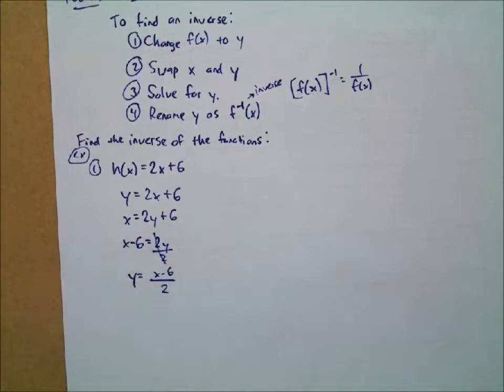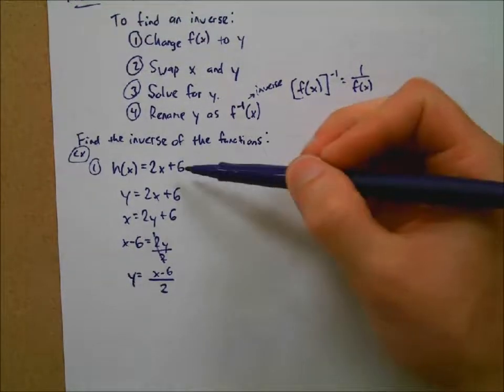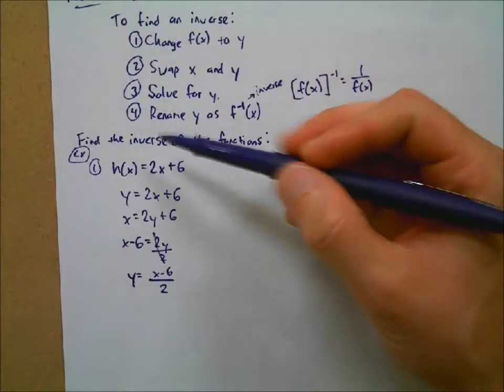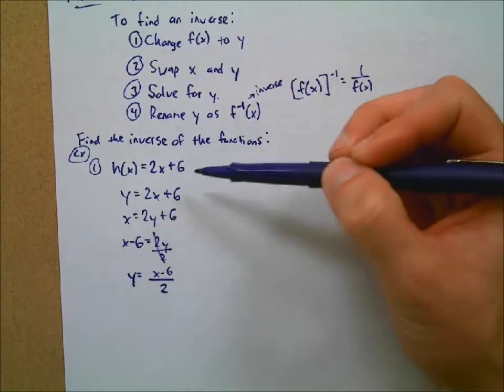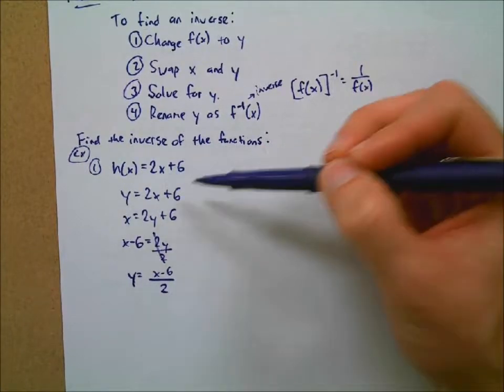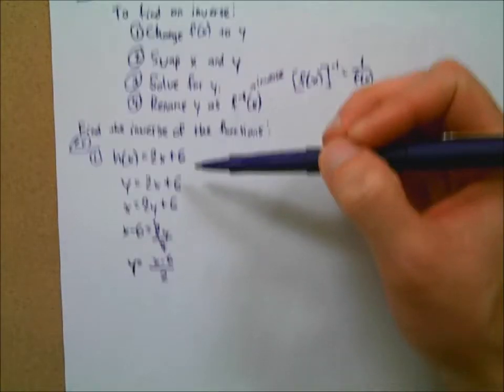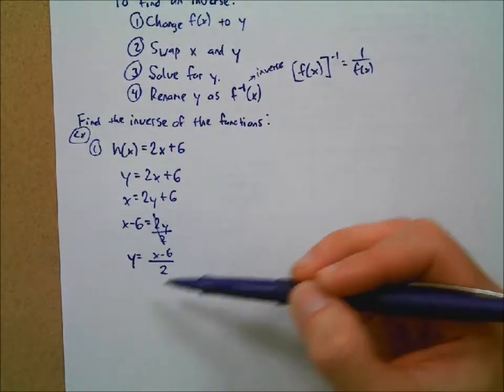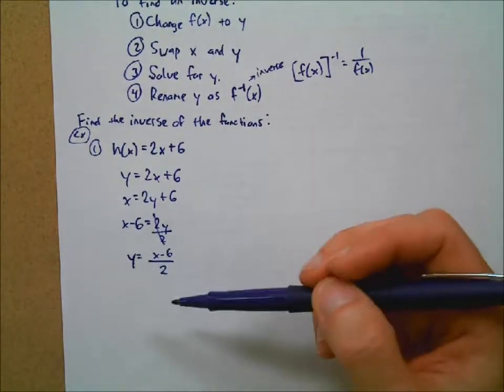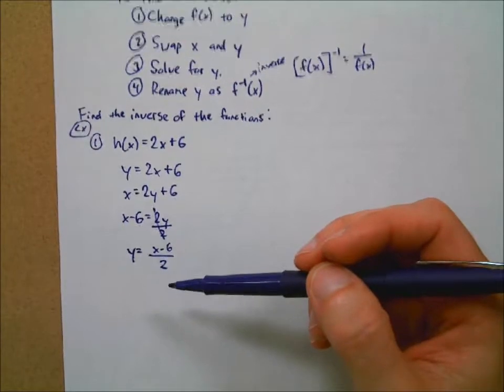Now when we started, we had h of x equals 2x plus 6. What would the graph of this look like? What kind of function is it? A line, a linear function. That's right. What about this though? What is its graph? It's also a line, but it's in a bit of a weird format.